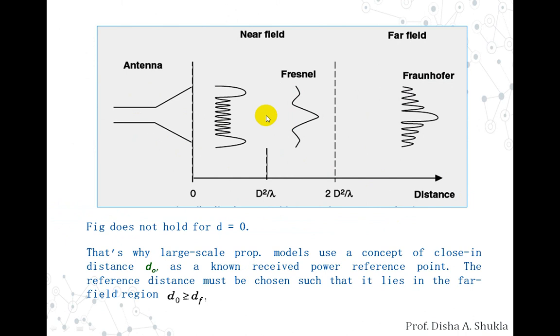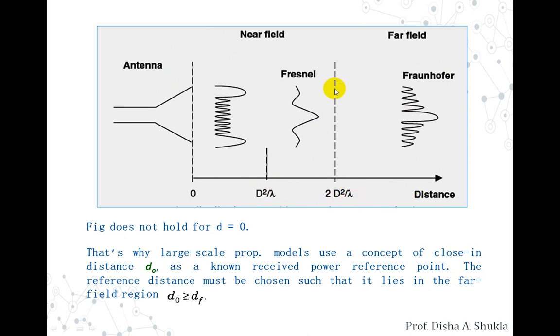So this is my far near field, that is up to this level. This is called my near field and this is my far field. This region is called the Fresnel zone, and this is called the Fraunhofer region. That is the distance d. Here the distance will be d square upon lambda, and here it is 2d square upon lambda.